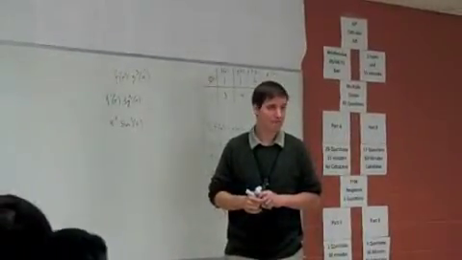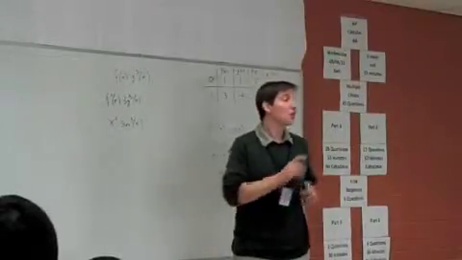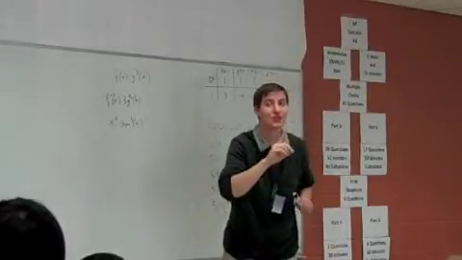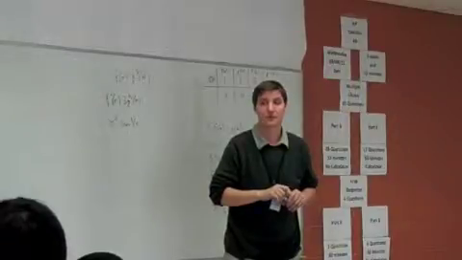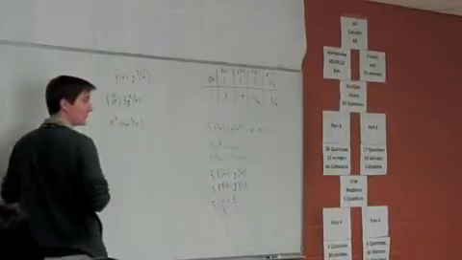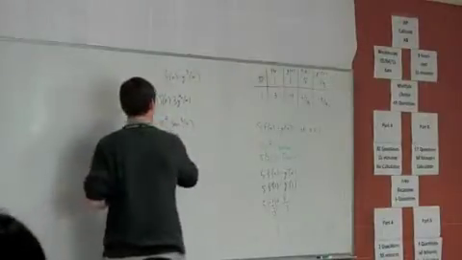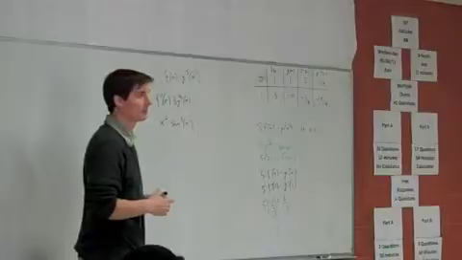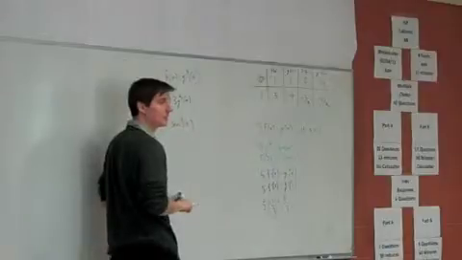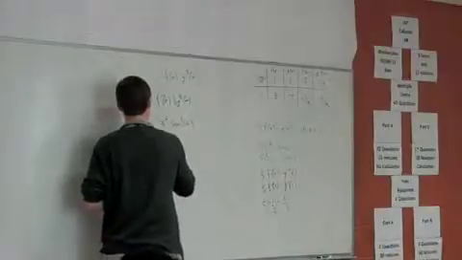What is the product rule? It's the derivative of the first times the second plus the first times the derivative of the second. So write that out. What's the derivative of x squared times sine cubed x? 2x. 2x times sine cubed x, first times the second.